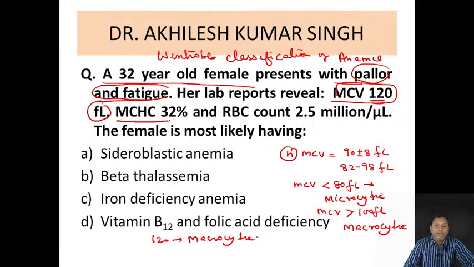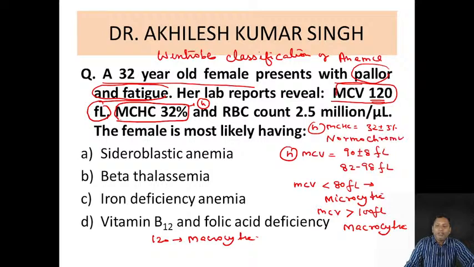And the other, what is here? MCHC is 32%. So what is the normal MCHC? The normal MCHC is equal to 32 plus or minus 3%. So this value is normal, right? So this is called what? Normochromic. If the MCHC is normal, it is called normochromic, right? Normal MCHC, normochromic.